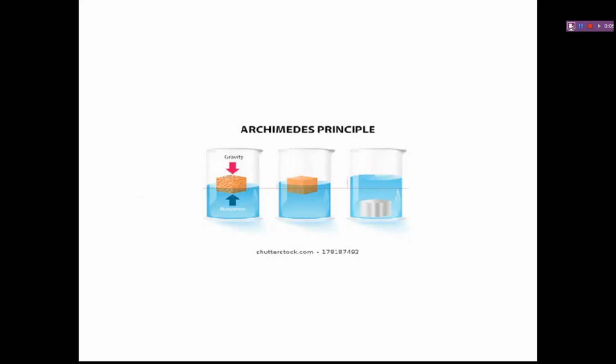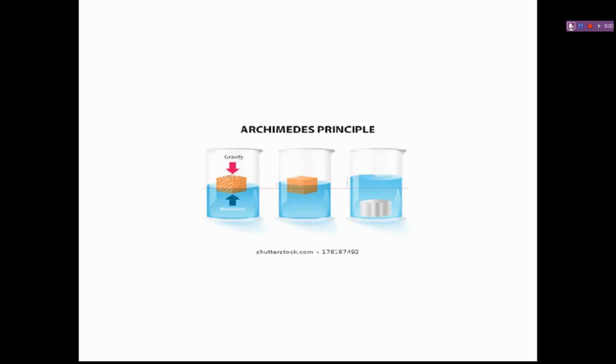First one, the object starts getting immersed. The second one, the object is partially immersed, about half the portion. Then the third one, the object is completely immersed. From the three diagrams, we can see that the liquid level is rising. From left to right the liquid level increases, and when the object is completely immersed, the liquid level is the highest. So that means when the object goes inside, the liquid goes up.